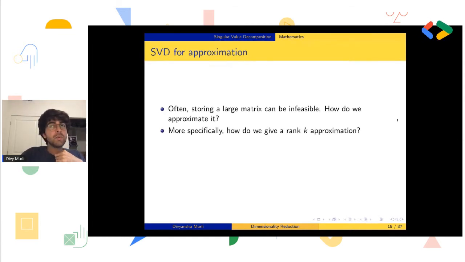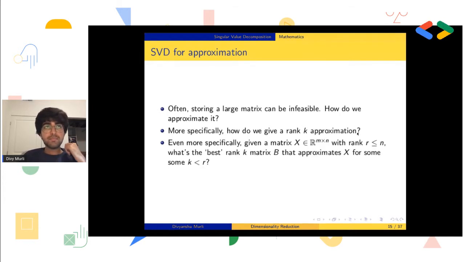And more specifically, I could say there are a million ways to approximate a matrix. What exactly do you mean? What I mean here is how do we give a rank k approximation where k is less than n, where n is the actual rank of the original matrix. Remember, this is an m by n matrix, so it can have at most rank n. So how do we give a rank k approximation where k is less than n?